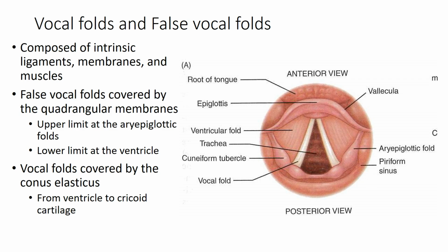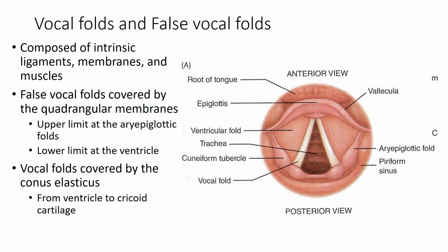In some texts, mostly in the medical field, the false vocal folds are described as being covered by the quadrangular membrane, so rather than referring to something as the false vocal folds, it might be referred to as the quadrangular membrane. Similarly, the vocal folds themselves, rather than being referred to as the vocal folds, may be called the conus elasticus. We can define these membranes by their connections between different spaces. The upper limit of the quadrangular membrane is the aryepiglottic fold, and the lower limit is in the ventricle.